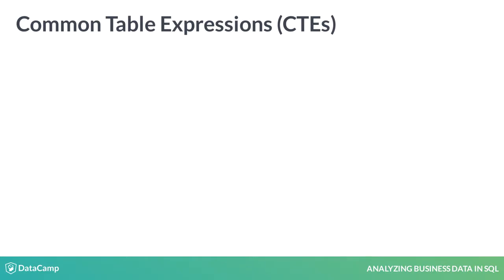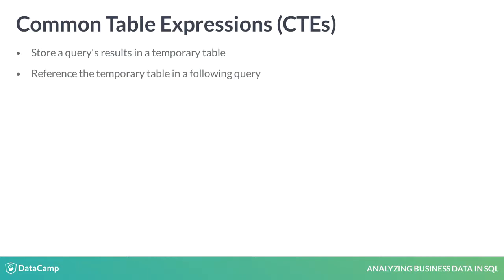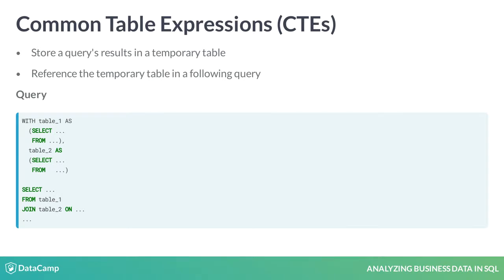Enter common table expressions. A common table expression, also known as a CTE, is a way to store a query's results in a temporary table, which is referenced in the following query. To store a query's results in a CTE, wrap the query in parentheses and precede it with "with," then the name of the temporary table you want to store the query in, then "as." If you want to store multiple queries, separate them with a comma, and omit the "with" after the first CTE. Finally, you can select from whatever queries you store in CTEs in the final query.